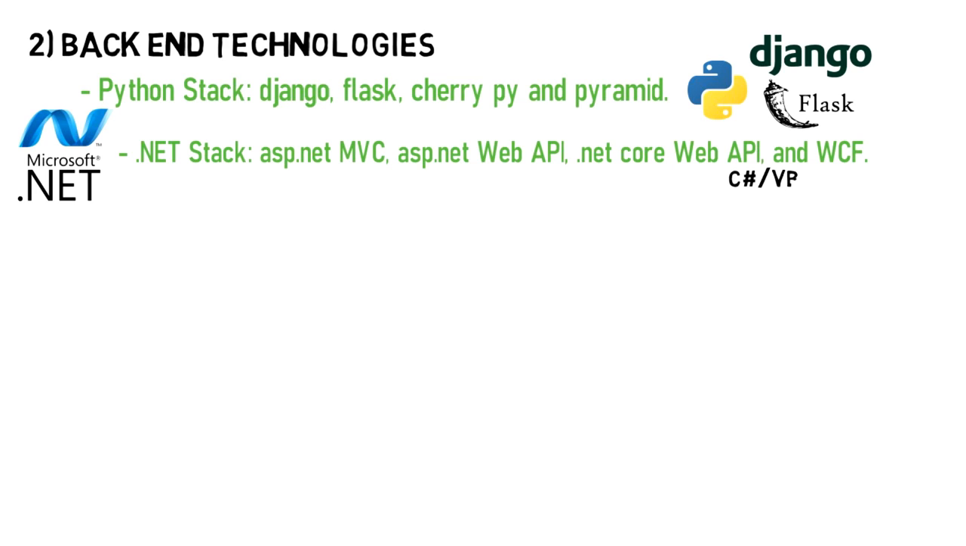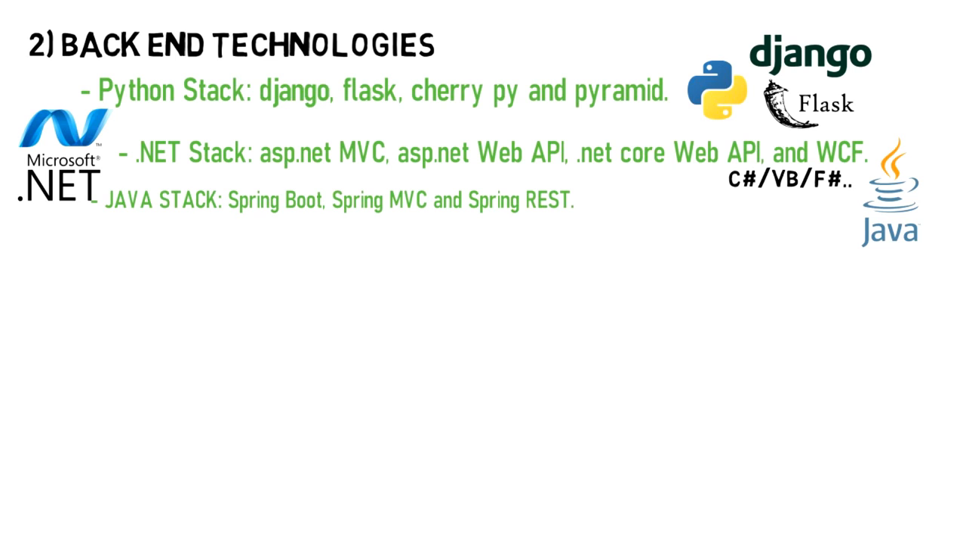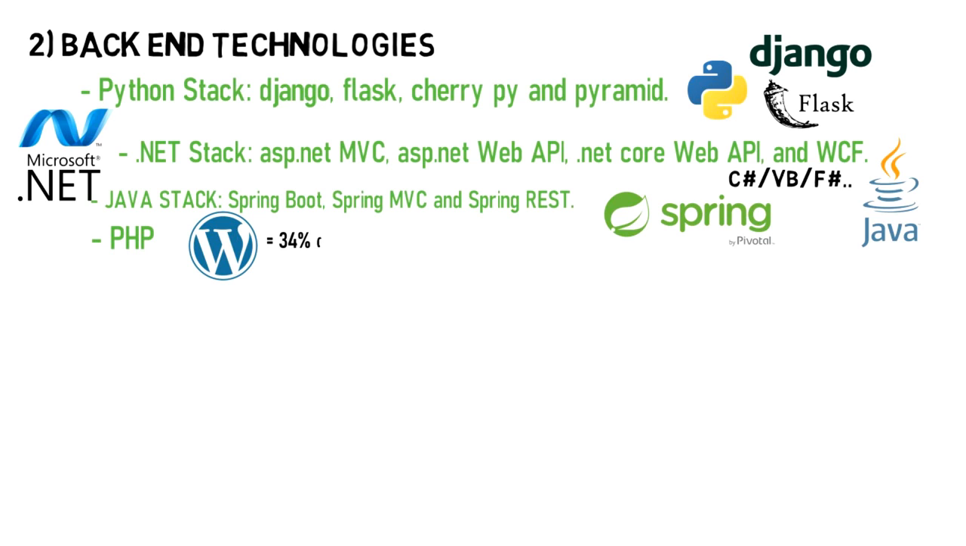You can use languages such as C#, VB.NET and F# to develop this, but the most widely used language for .NET development is C#. Next, we have the Java stack, which consists of technologies such as Spring Boot, Spring MVC and Spring REST. We can also use PHP for backend, as it is still one of the most widely used languages to develop WordPress websites. Currently, over 34% of websites in the world are built with WordPress, which uses PHP as its programming language.